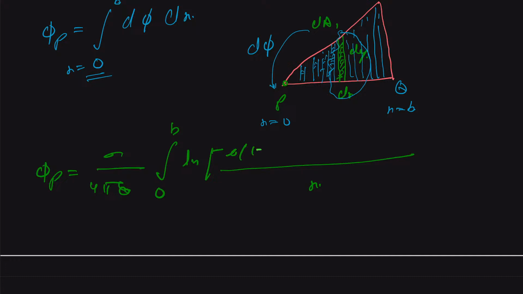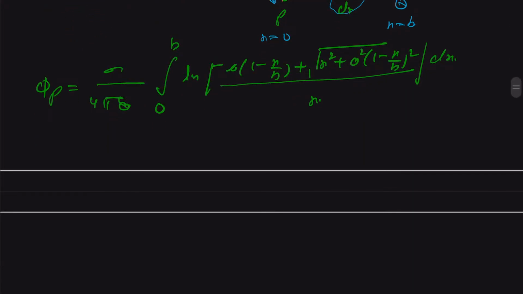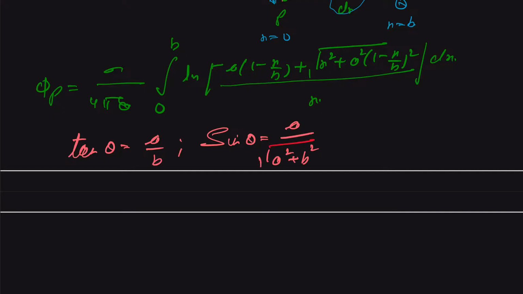x, and this comes as 1 minus x upon b plus the square root of x square plus a square, x minus b whole square, and dx. Okay. And we are going to integrate using the angle. That will be much easier to solve, because it is given to us that tangent of theta is equal to a upon b. So from here we can say that sine of theta will be equal to a upon the square root of a square plus b square, and cos of theta will be equal to b upon the square root of a square plus b square.